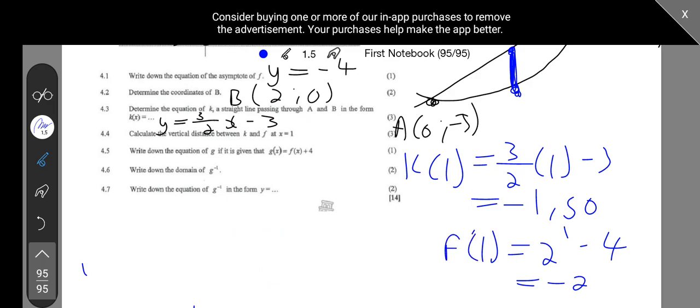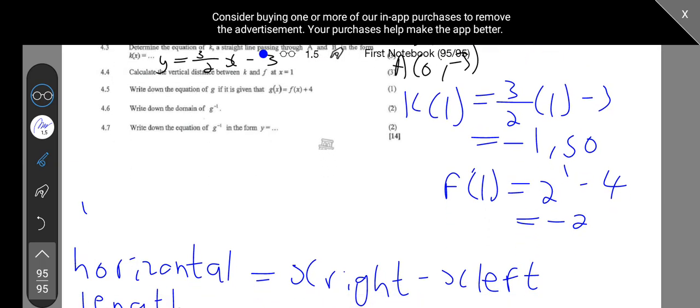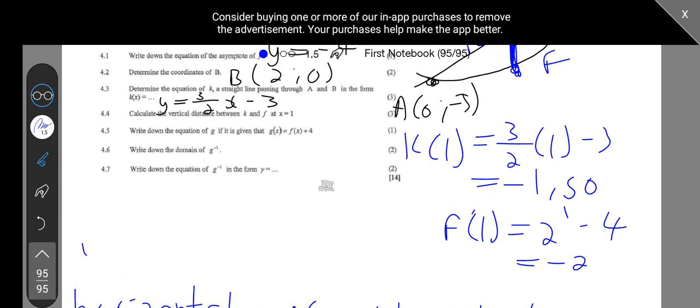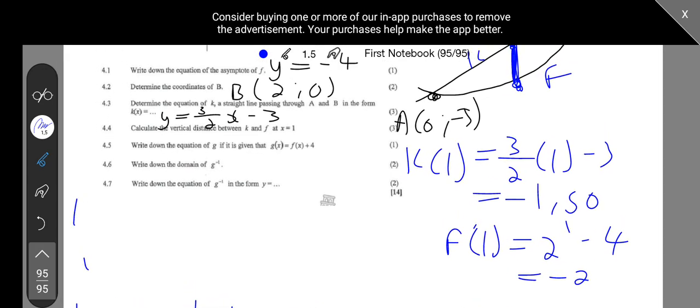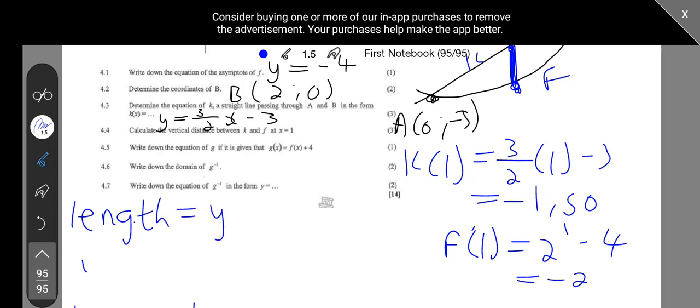Because we are looking for the vertical length, I'm going to say that the graph that is above is the graph of k. It's the graph of k, and it's the graph of f. That's why I say k minus f. But if the graph of f was on the top, I would say f minus k. So the way in which I'm going to do this, I'm going to say y top minus y bottom. I'm looking for the distance. We can say that length is equal to y top minus y bottom.